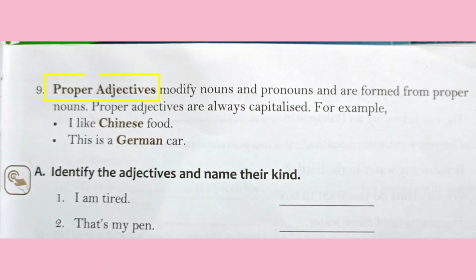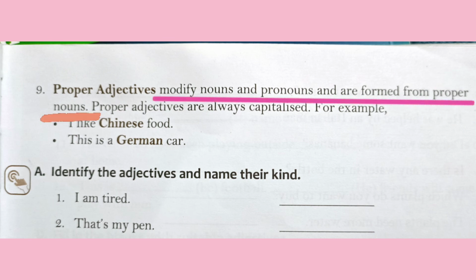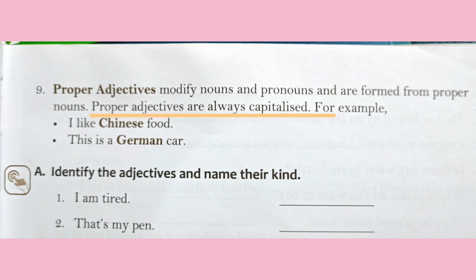The next adjectives are proper adjectives. These modify nouns and pronouns and are formed from proper nouns. Proper nouns are the name of a particular place, person, or thing. Proper adjectives are always used with a capital letter. They are always capitalized. For example, I like Chinese food. Here, the proper adjective Chinese comes from the proper noun China. And that means the food that comes from China is called Chinese food.